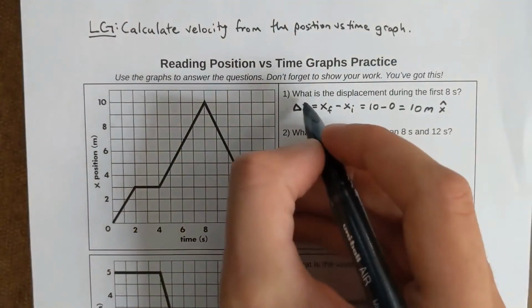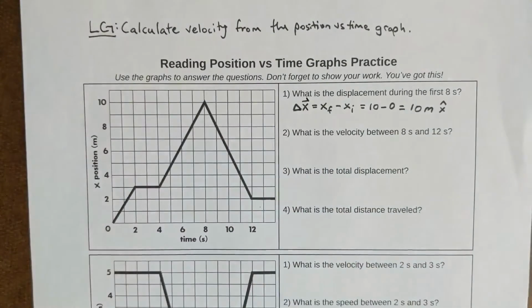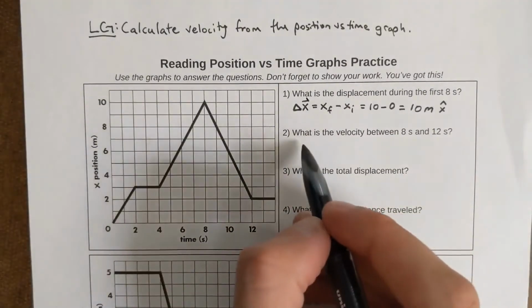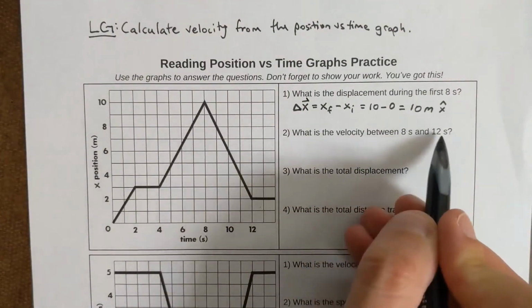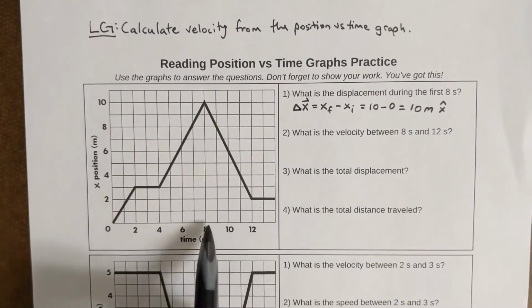Also, if we want to get fancy about it, we can put a little arrow on top of the x here to let us know, okay, this is a vector. This is the displacement vector. Okay, what is the velocity now between 8 seconds and 12 seconds? So now we want to find out, okay, what is the velocity between 8 seconds and 12 seconds?